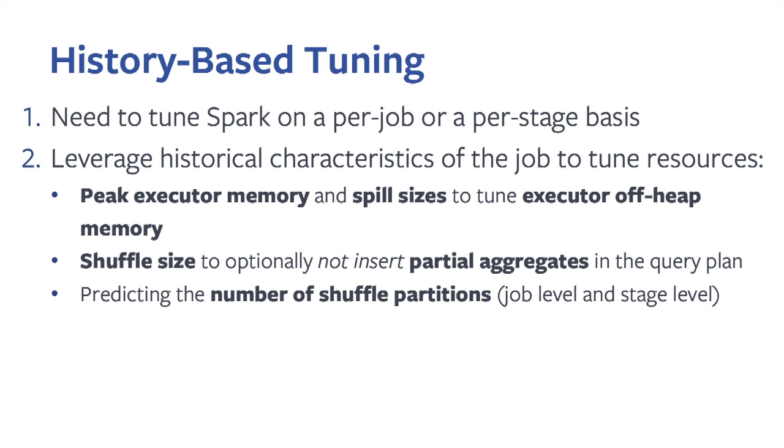We also want to look at the shuffle sizes, the amount of data a job shuffles, to decide case by case whether or not to insert partial aggregates. We also want to look at the shuffle sizes, and probably the input data size, to predict the number of shuffle partitions we would like on a per stage or per job level. Now the list goes on, and I don't want to discuss each and every case, but the high-level point is that we would like to tune our jobs by looking at characteristics that are unique to the historical run of the job.